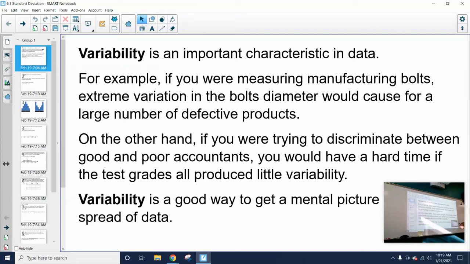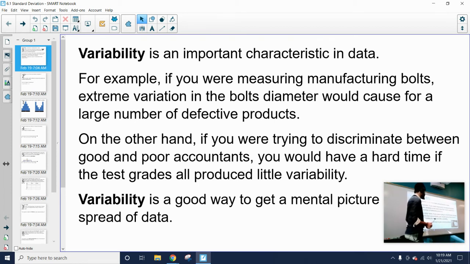All right, senior math, welcome back. Today we are talking about variability and standard deviation. So this is going to be our first thing we're going to jump into in this new unit with statistics.